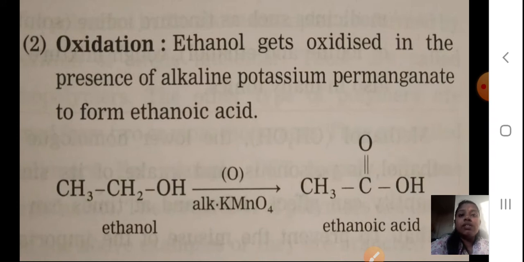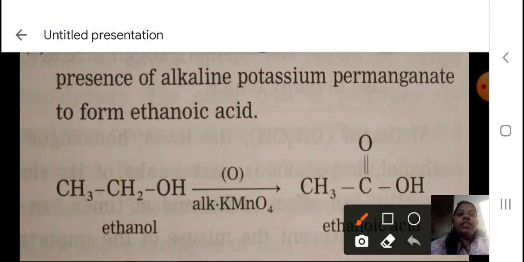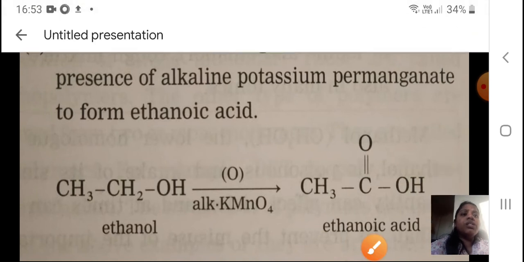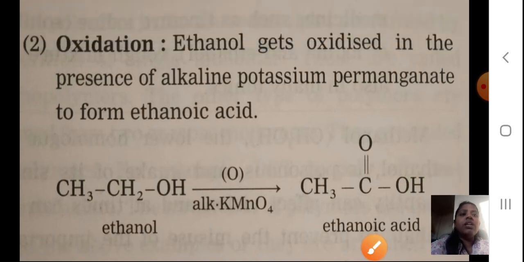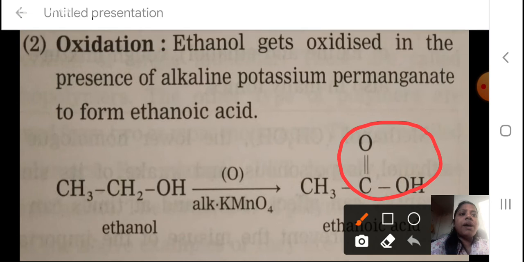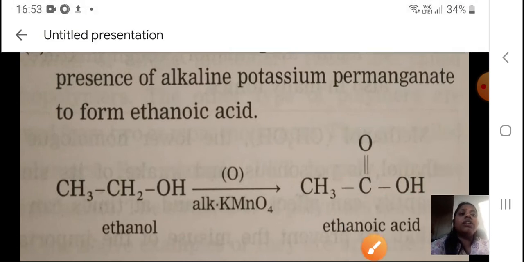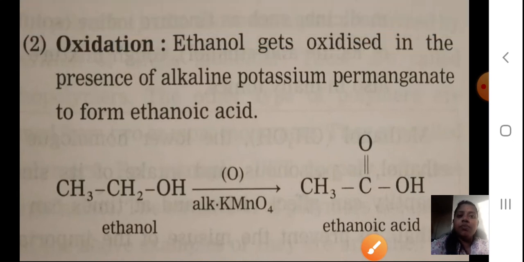Ethanol gets oxidized in the presence of alkaline potassium permanganate to form ethanoic acid. So you can see the reaction, students. Ethanol I have taken, CH3CH2OH, in presence of oxygen, which it will give, and alkaline KMnO4. What will be formed, students? You can see ethanoic acid is formed, CH3COOH. See, this part is your what acid, right? Carboxylic acid. So what is formed? The ethanoic acid is formed. Okay students, I hope this part is clear to you.